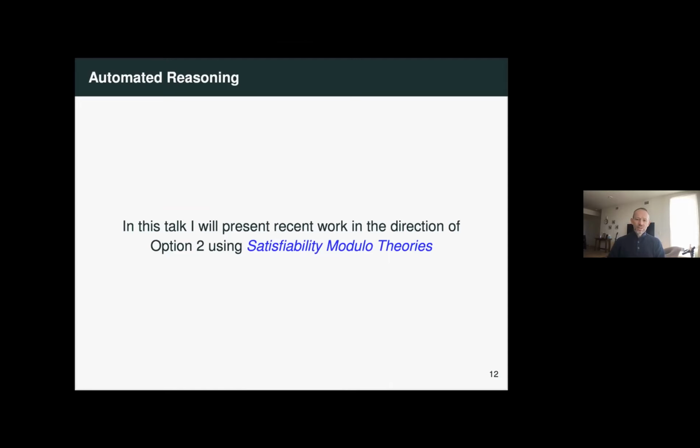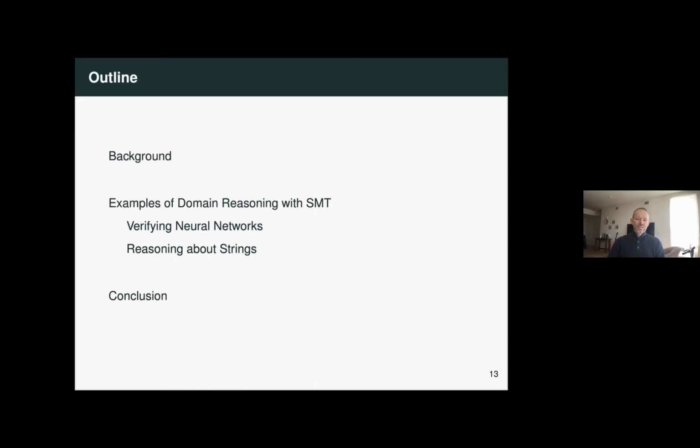All right, great. So that's the background. And so what I'm going to do is give you a couple of examples of how we're able to flexibly adapt automated reasoning tools to specific domains. I'm going to look at a couple of domains. One is verification of neural networks, and the other is reasoning about strings. And along the way, I'll try to draw some high-level conclusions about what's working, what's not working, and where we can improve.